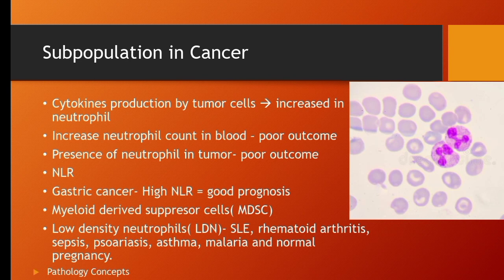Now we discuss the neutrophil subpopulation in the cancer. They play important and contradictory roles in the cancer development. In the patient with the advanced cancer, the counts of the neutrophil in the blood are increased mostly due to the secretion of cytokines by the tumor, and this generates more granulocytosis. The presence of the increased neutrophil count in the peripheral blood is associated with the poor outcome in several types of the cancer.